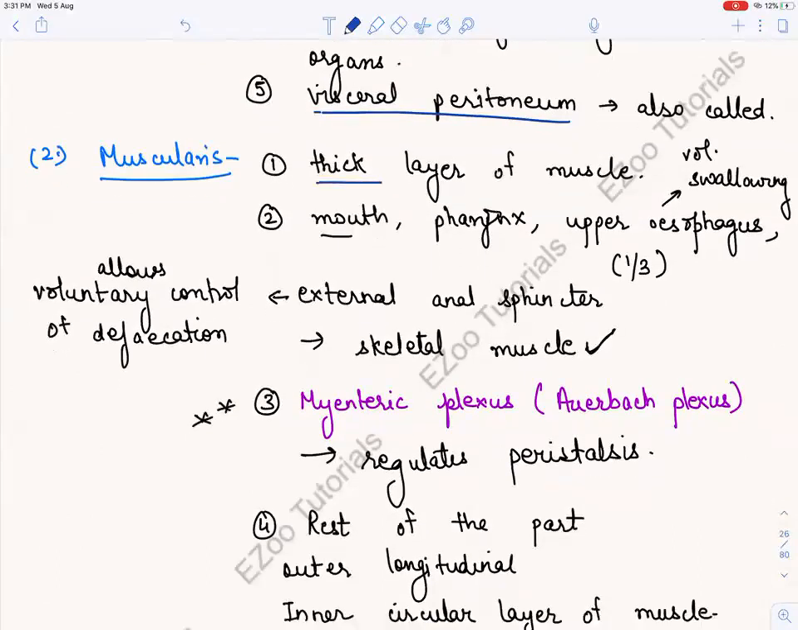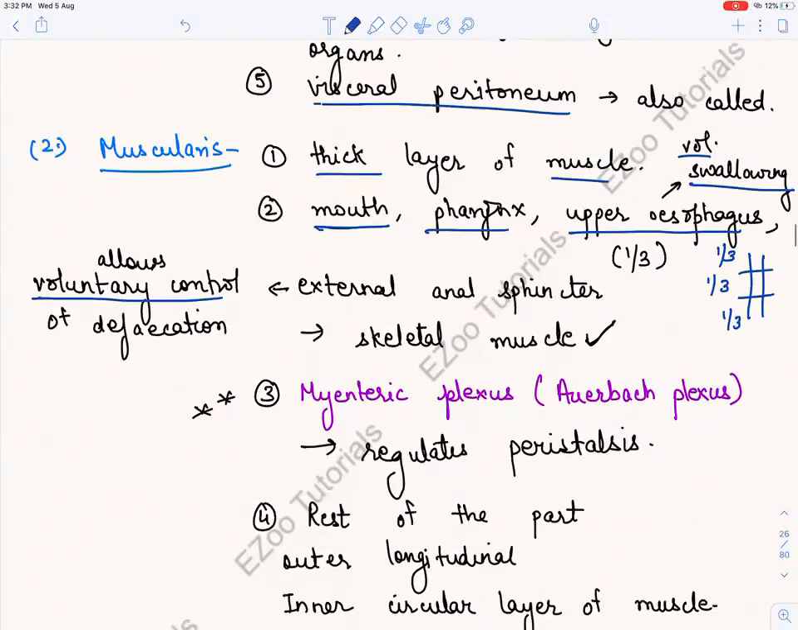It is a thick layer of muscle. And since it is a thick layer of muscle, somewhere it is composed of skeletal muscle and somewhere it is composed of smooth muscle. So if we need voluntary control, it will be skeletal muscle. And what are those places? Those places are mouth, pharynx, upper esophagus, right? Remember, I had drawn this diagram where I told you first 1/3 is skeletal, next 1/3 is skeletal plus smooth, and the last 1/3 of esophagus is only smooth, okay?